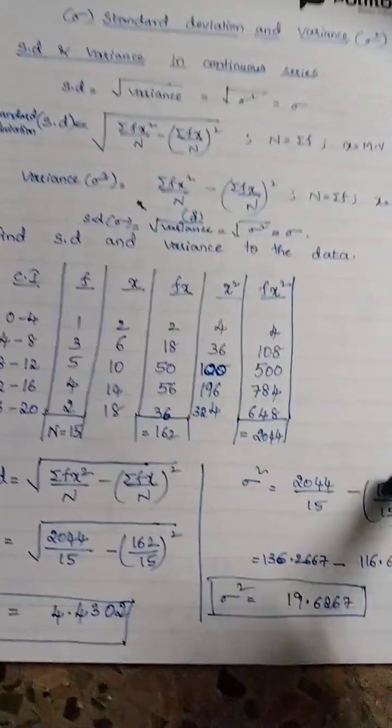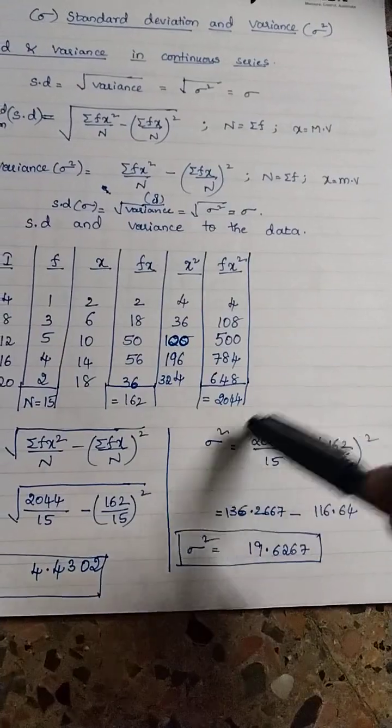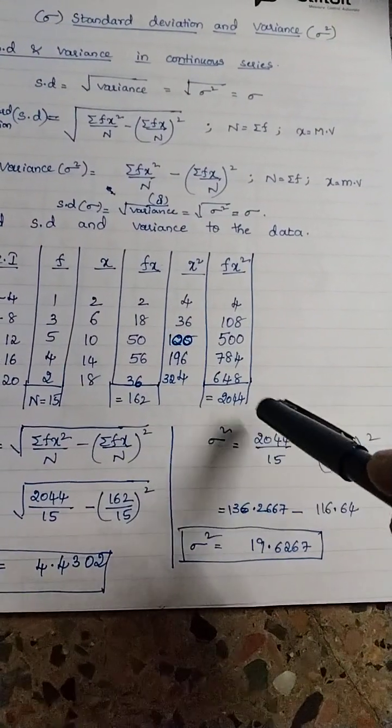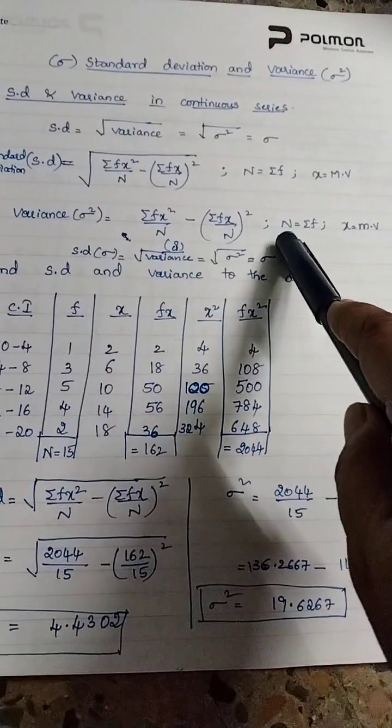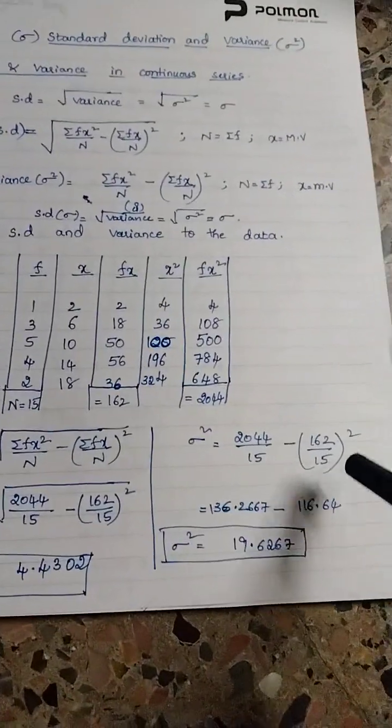So here, first I am going to find out the variance. Variance is nothing but the formula summation fx square by capital N, which I have written here, minus summation fx by N whole square.